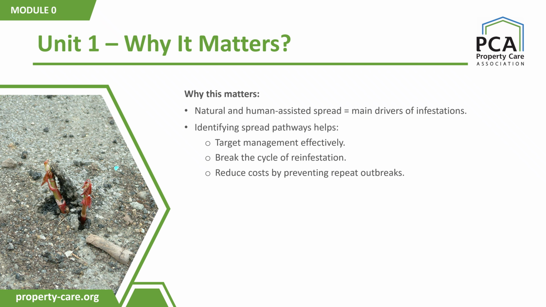We've looked at natural spread and human-assisted spread. But why is it so important to understand these two vectors? Together, they're the main drivers of infestation. By identifying how a plant is spreading on a site, whether that's through watercourses, birds, boots, or machinery, we can target management more effectively. It also allows us to break the cycle of reinfestation. If we only treat the visible plants but don't address the way the propagules are moving, the problem will simply return.